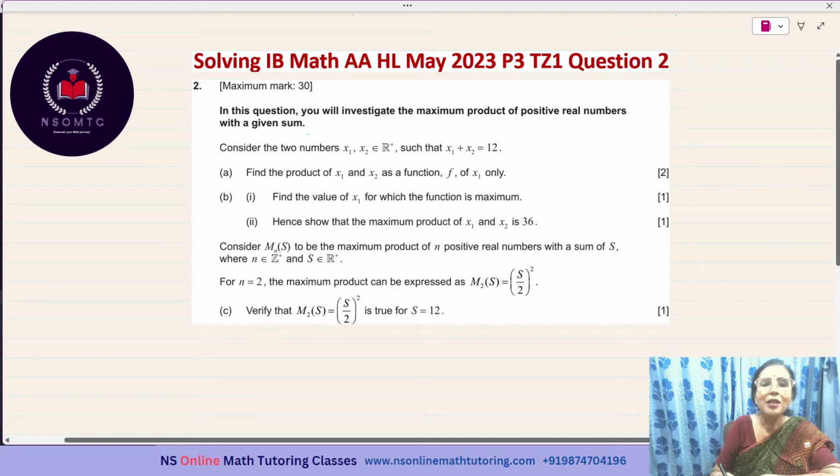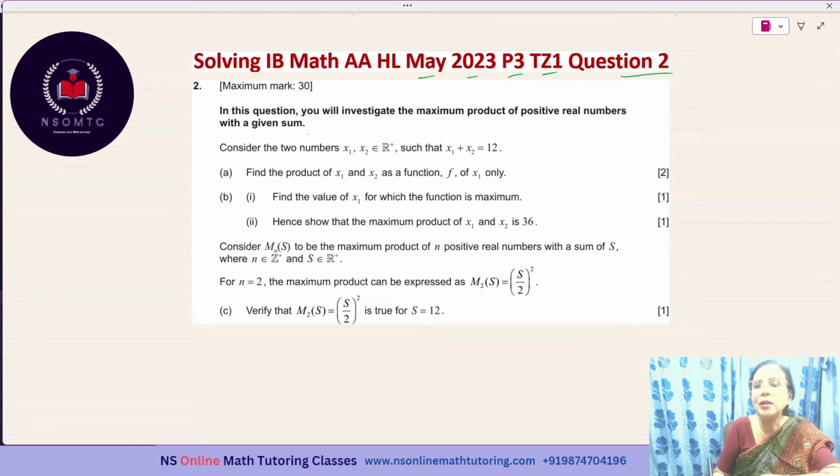Hello students, we are solving the IB Math AA HL past paper questions and currently we are solving the IB Math AA HL May 2023 Paper 3 past paper. Today we will be solving question number 2 of this paper.